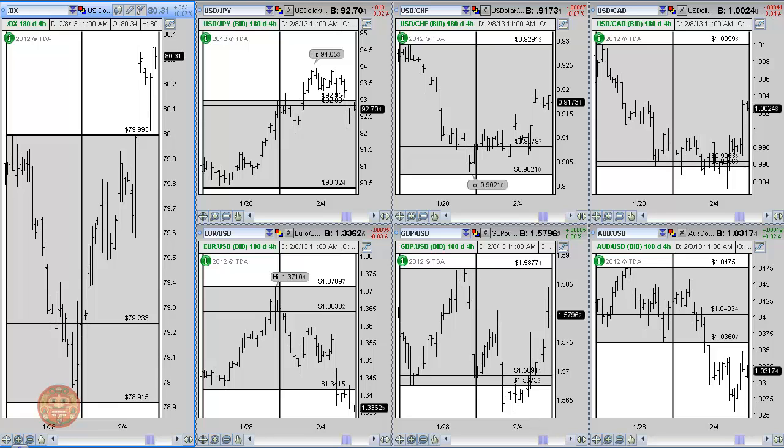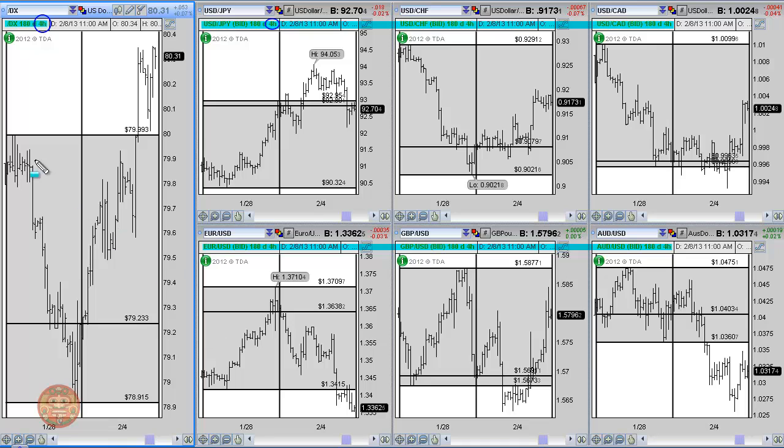We're looking at the dollar index futures and comparing it to the major currencies that we look at. You have the dollar index futures on a 4-hour chart on the far left, and the yen, the Swiss franc, and the Canadian across the top. You have the euro, the pound, and the Australian dollar across the bottom. The 4-hour charts allow us to see a little bit more information in terms of looking at last week's trading range and comparing it to this week's trading range.